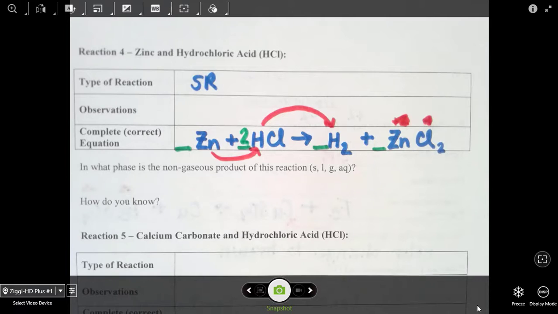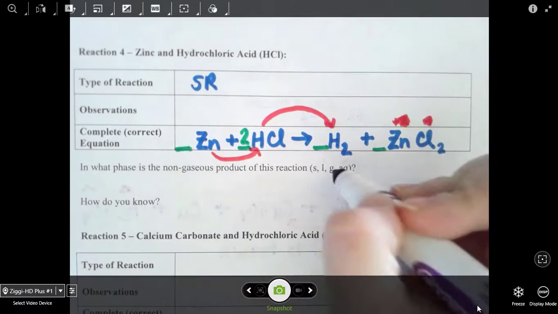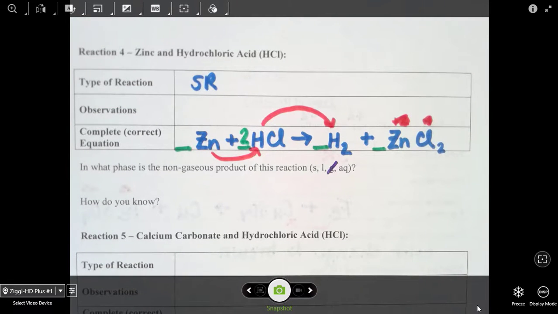All right, let's look at the questions. In what phase, in other words, solid, liquid, gas, or aqueous, is the non-gaseous product of this reaction? So which one did I just tell you that it's not? It's not a gas. So that leaves us with solid, liquid, and aqueous. So what phase is the non-gaseous product? Well, look at the 2 products we had. Which of those was the gas? Hydrogen. Hydrogen was the gas. We know that from our splint test. So that leaves zinc chloride.